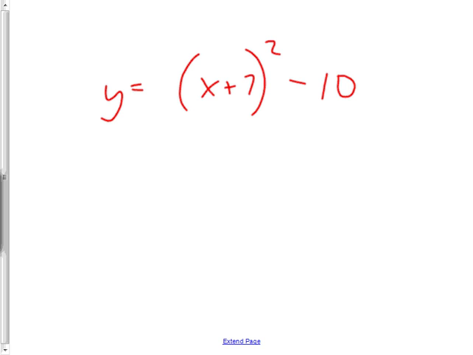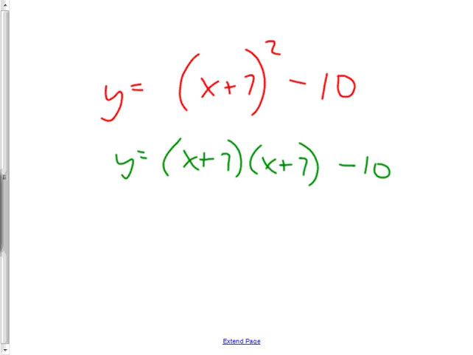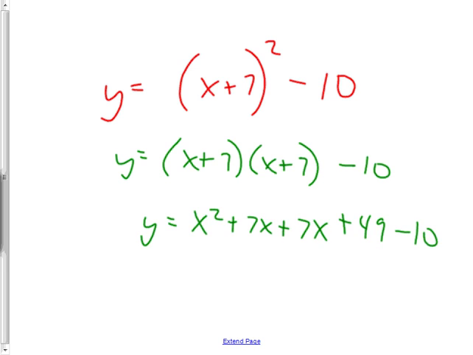So we're going to say y equals x plus 7 and x plus 7 and then minus the 10. It's always best to write it all out and show your work because you won't make little mistakes as often. So then the first, outside, inside, last: x squared plus 7x plus another 7x plus 49 minus 10. And then I summarize it all up with x squared plus 14x plus 39. Raise your hand if you had the same thing as I did.